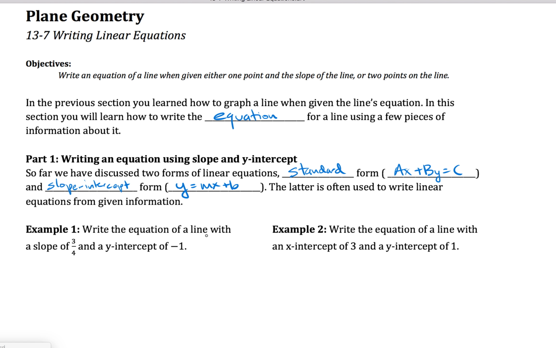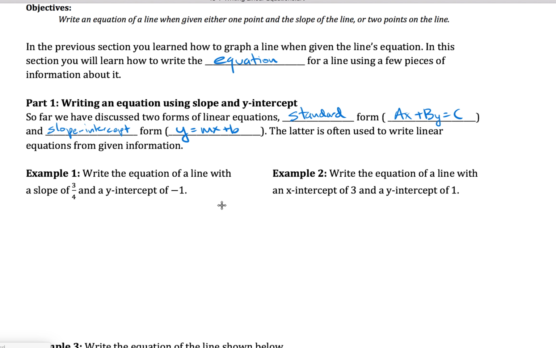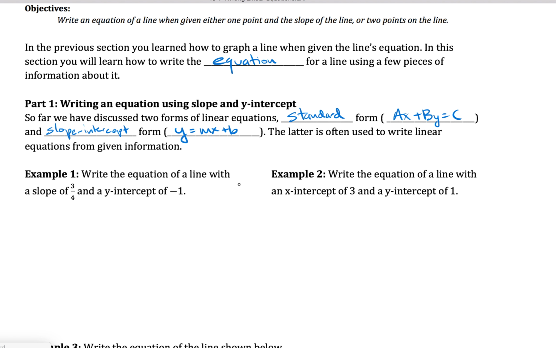And so when we're going to write a slope-intercept form equation, we need to know the slope and the y-intercept. And so sometimes, like in example 1, that information is just given to you straight away. You can see in example 1 we have an equation of a line with a slope of 3/4 and a y-intercept of -1. So this one's going to be pretty easy to write the equation for using slope-intercept form. We know that m, the slope, is 3/4, and we know this -1 is going to be our b value. It's the y-intercept.